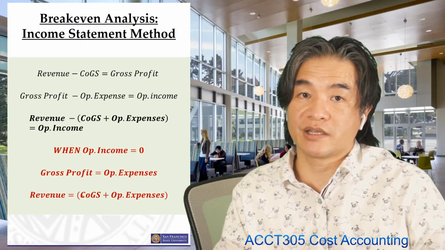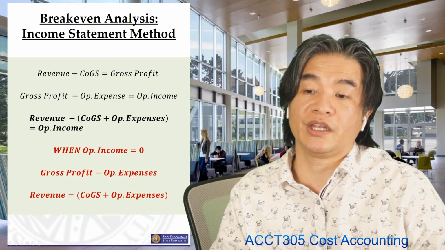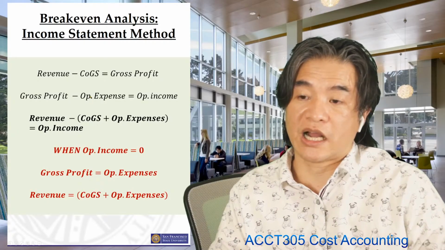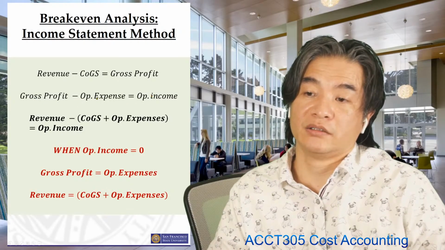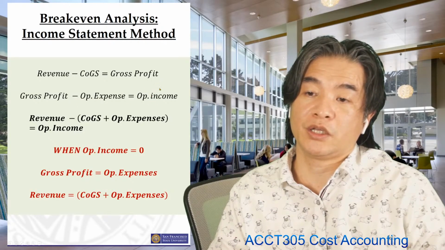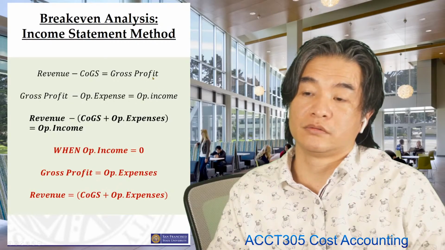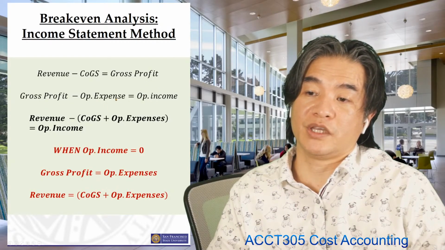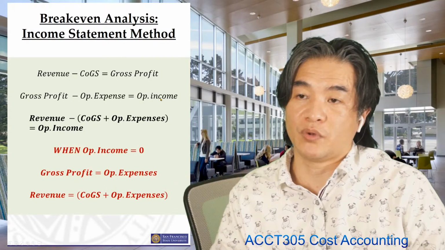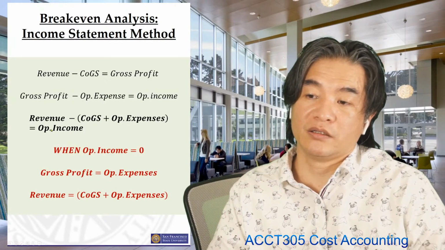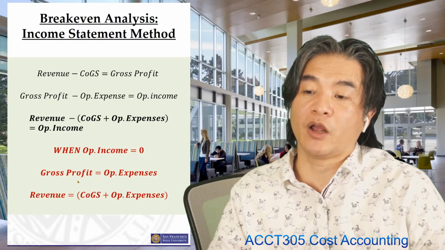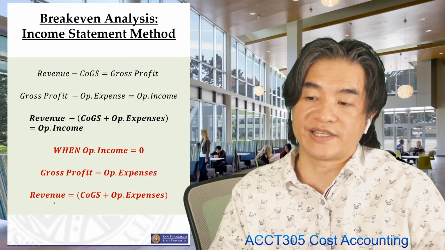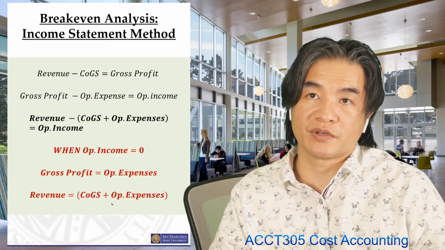The sentence that you need to remember is operating income equals 0, right? The others are just an algebra exercise. Over here, the second line, you can see that when operating income equals 0, gross profit will equal operating expenses. That's the break-even point. And the same thing, when operating income equals 0, the revenue will equal cost of goods sold and operating expenses. So theoretically, all these mean the same thing: the total benefit received equals the resources sacrificed.